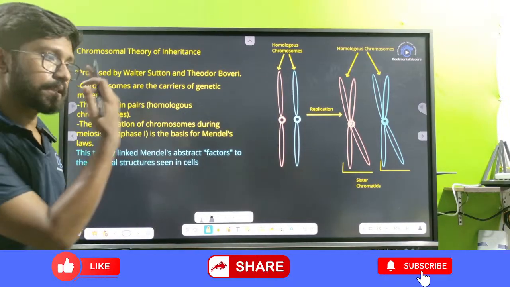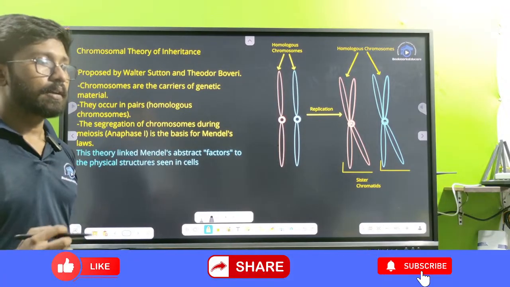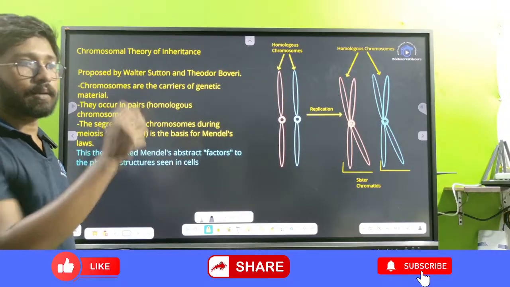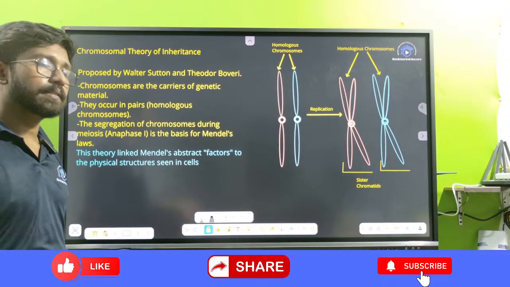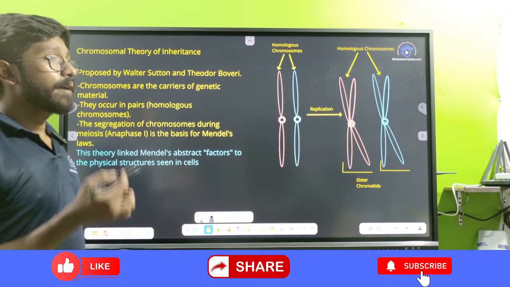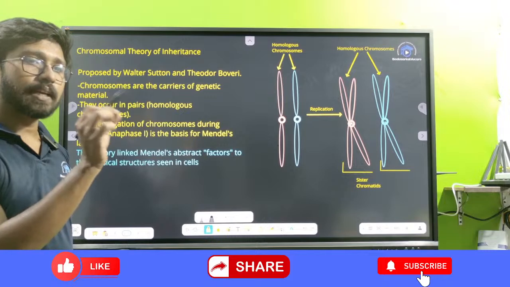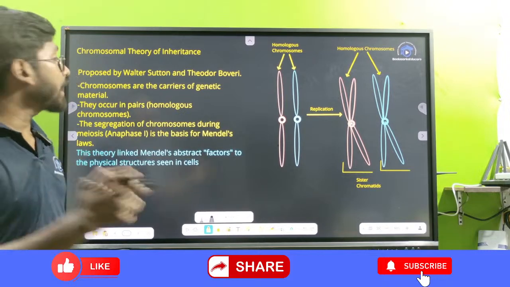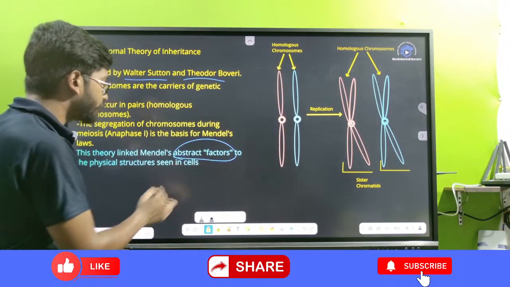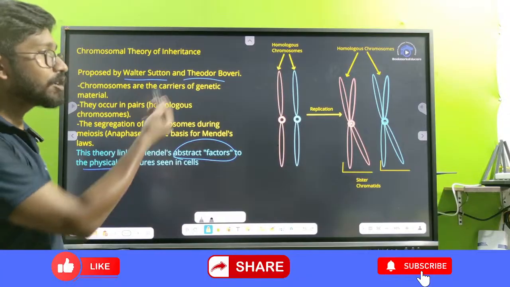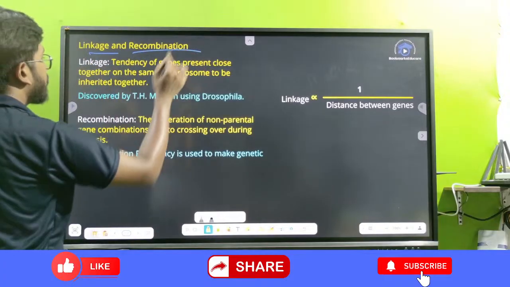So as science improved, we tried to see what these factors actually are. As in, something is making you tall, something is making you short, something is making you dark colored skin or white skin, eye color, every characteristic. But if you can see the characteristics physically, that means there is some kind of physical aspect to the factors as well. That is what Sutton and Theodore Boveri did. They gave this abstract concept of factor a physical structure, that is your chromosome. Then let's see linkage and recombination.